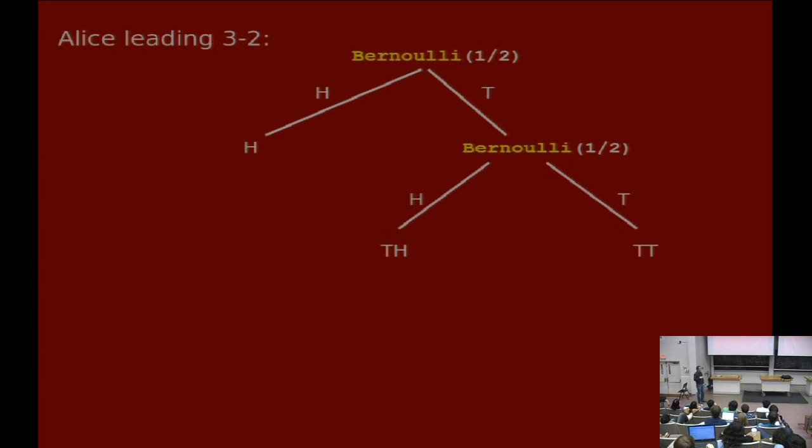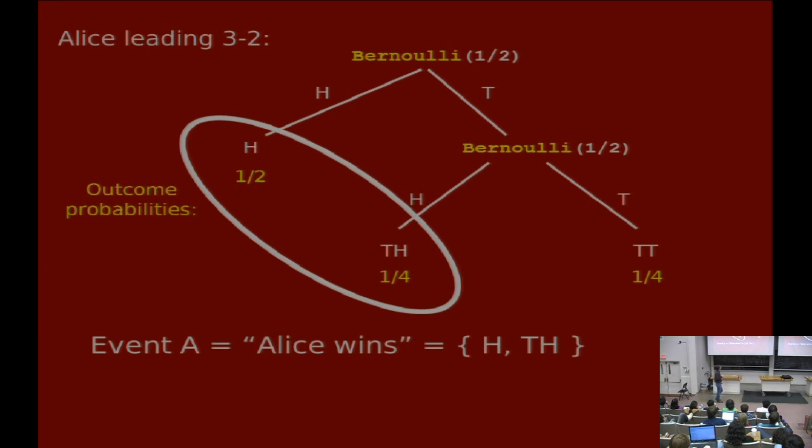So we label the leaves by the outcomes. This is the outcome heads, this is the outcome tails heads, and this is the outcome tails tails. There are 3 outcomes in this experiment. And then we write down their probabilities. What's the probability of this outcome? Half, yeah. And then this one is a quarter and a quarter, right? This one's a quarter because it's half times a half. Then you usually circle the event that you care about. The event that we care about is Alice wins, which is this outcome or this outcome. So we circle it and add up the probabilities, and we get that the probability that Alice wins is 3/4.